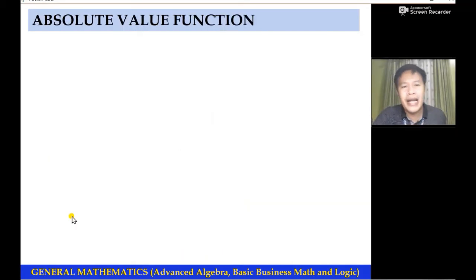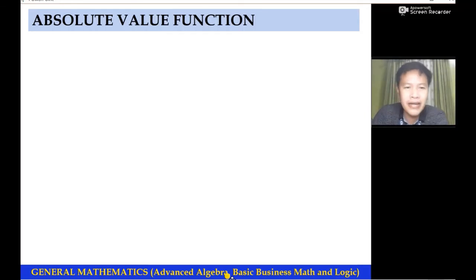Okay, we will proceed with the last basic function in this video presentation, which is the absolute value function. What do you mean by absolute value? What is the absolute value of negative 3? The absolute value of negative 3 is positive 3. What is the absolute value of 5? It is also 5. Because when we say absolute value, it refers to the distance between 2 points. There is no negative absolute value. The absolute value of a negative number is positive.